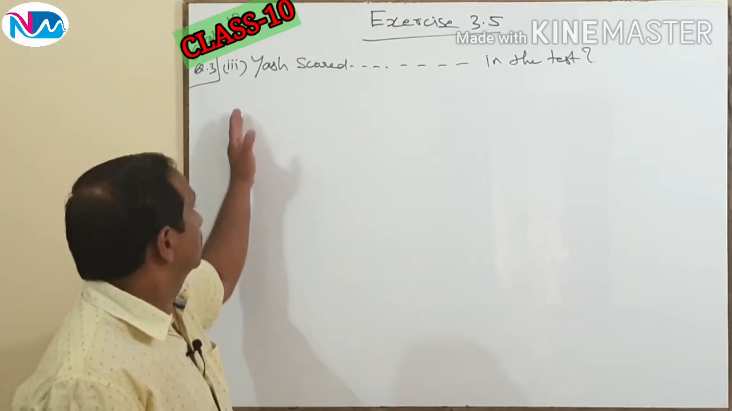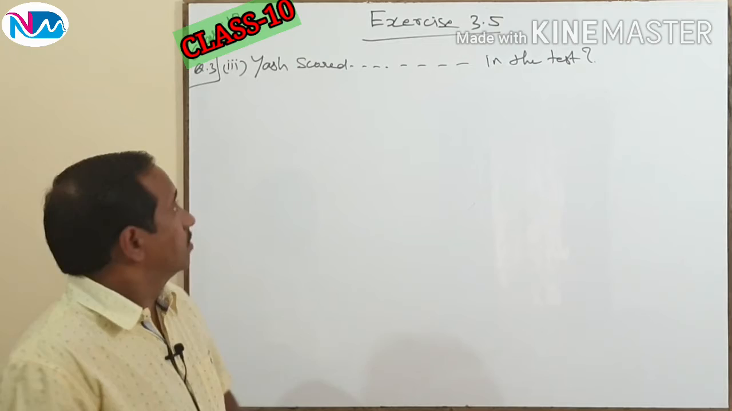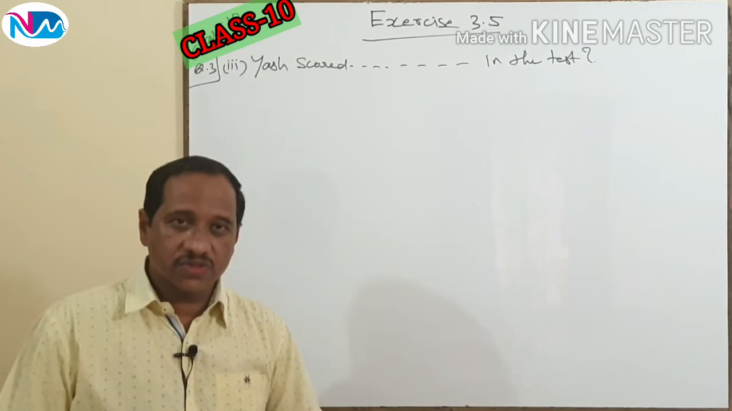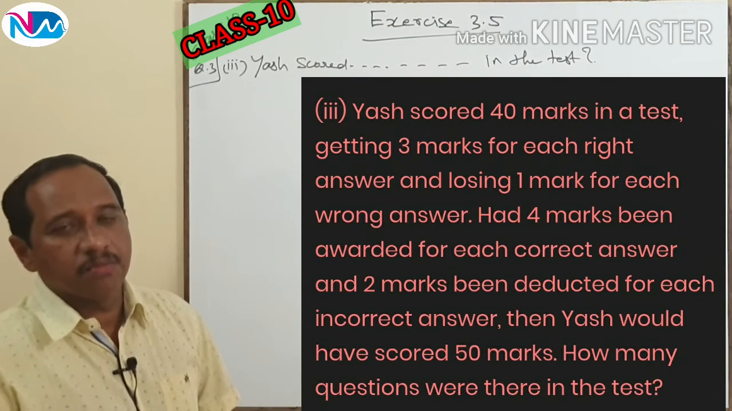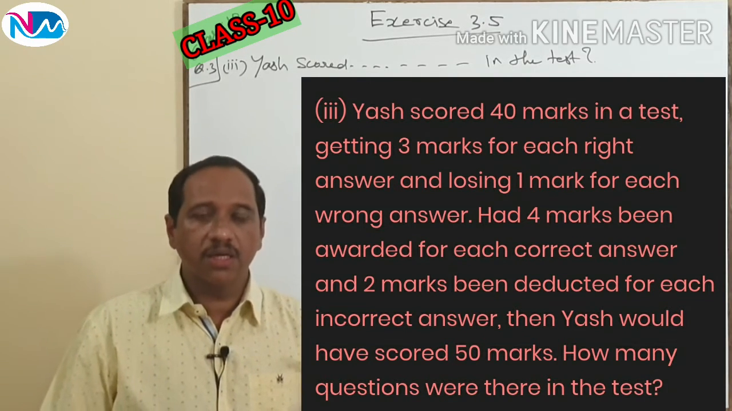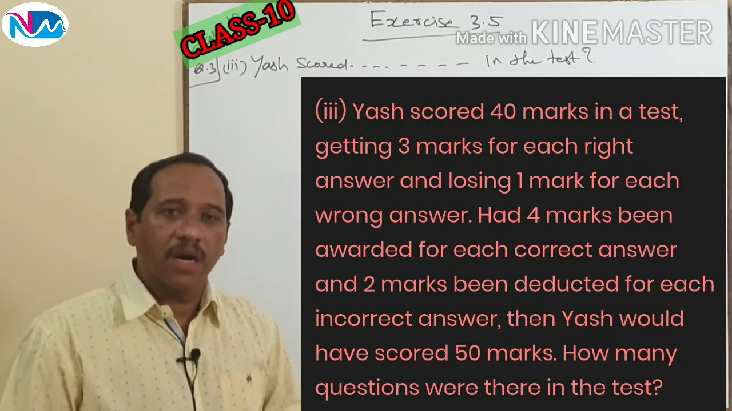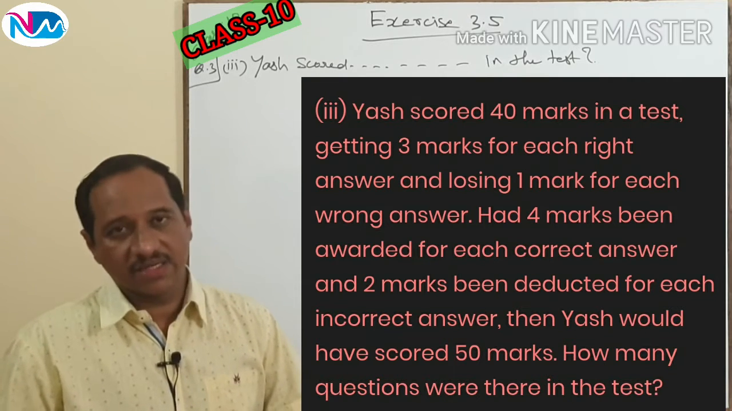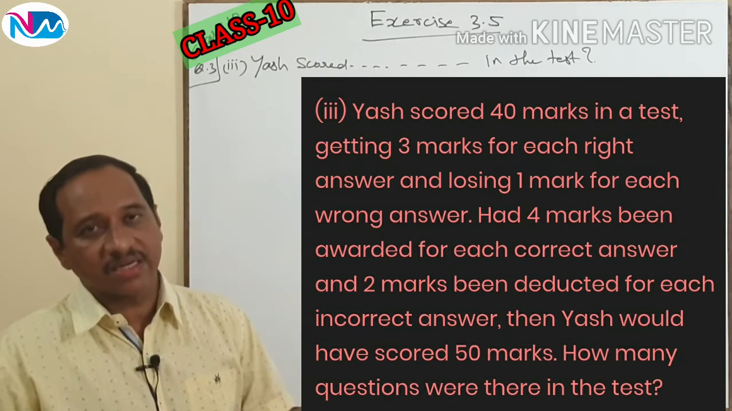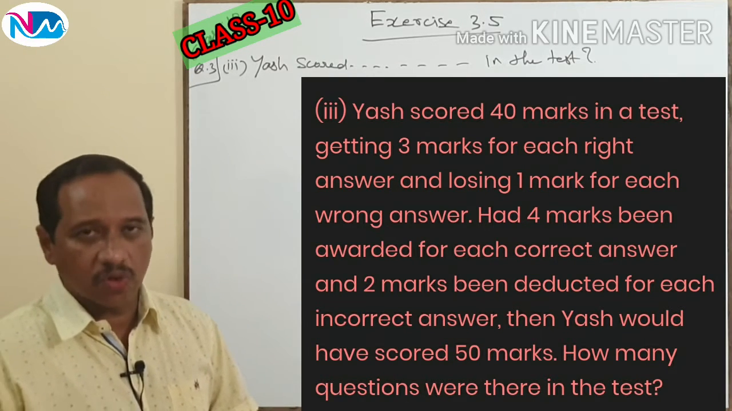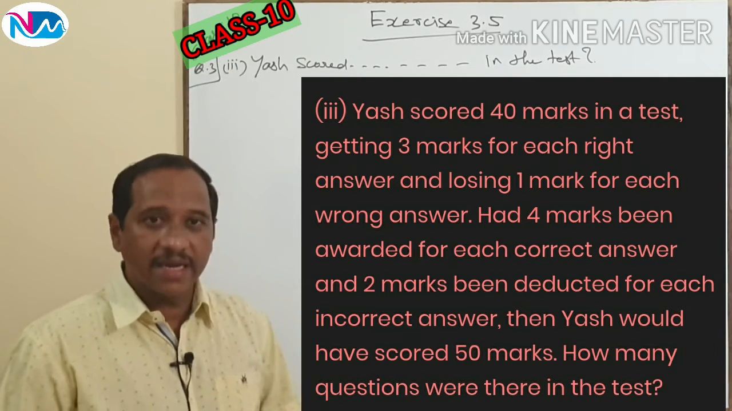Now we move on to question number 3, under which a few word problems are given. We are going to the third question. The question is, Yash scored 40 marks in a test, getting 3 marks for each right answer and losing 1 mark for each wrong answer. Had 4 marks been awarded for each correct answer and 2 marks were deducted for each incorrect answer, Yash would have scored 50 marks. How many questions were there in the test?